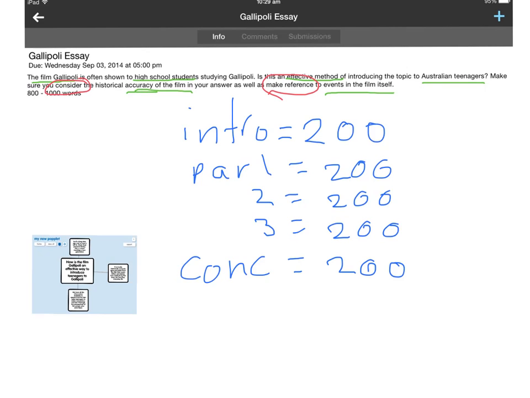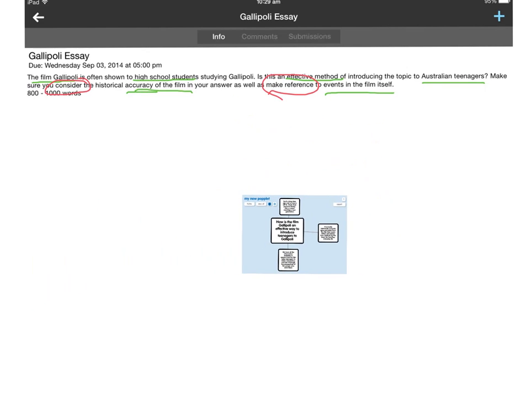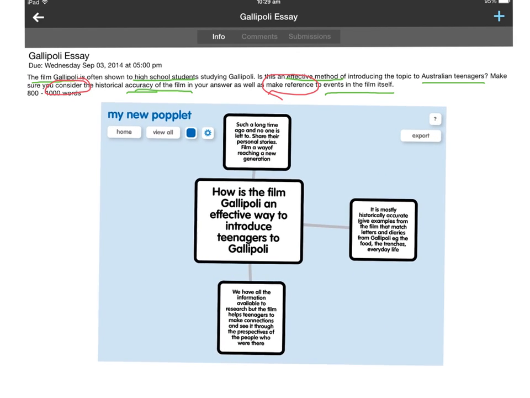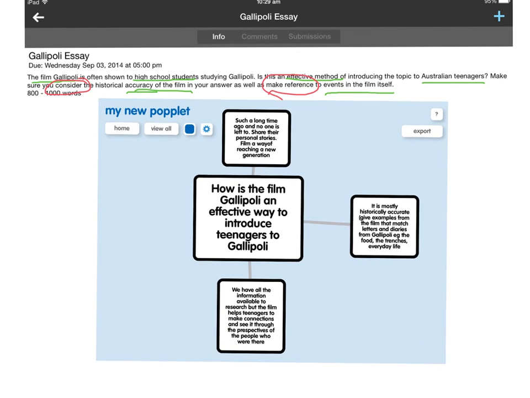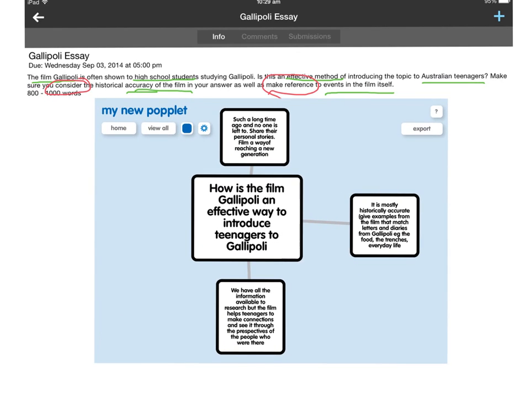We're going to bring up my Poplet that I did before while I was thinking about this essay question. And I've got in the middle my question that I'm looking at: how is the film Gallipoli an effective way to introduce teenagers to Gallipoli? It's the idea I'm thinking of. So I've got these 3 ideas that are going to become my 3 paragraphs.